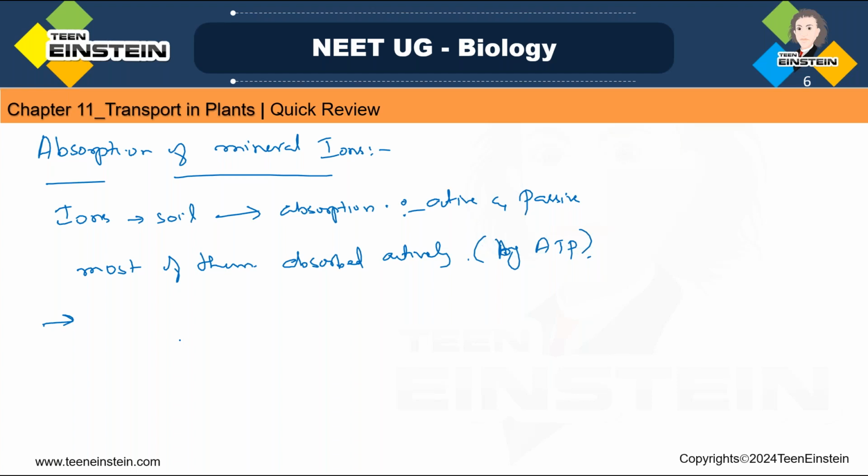Okay, that's how we say ions are absorbed by plants from the soil by both active and passive transport. But most of the ions present in the soil are absorbed actively, by utilizing energy, by utilizing ATP, because they are present in the soil as charged particles, and these cannot move across the cell membrane without utilization of energy. Due to the active uptake of ions, ions get inside the plant body.